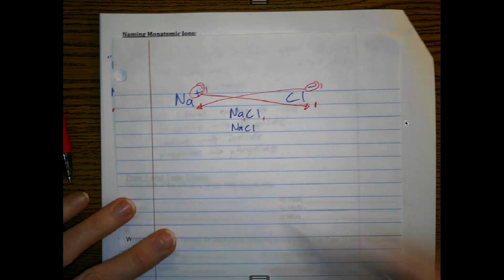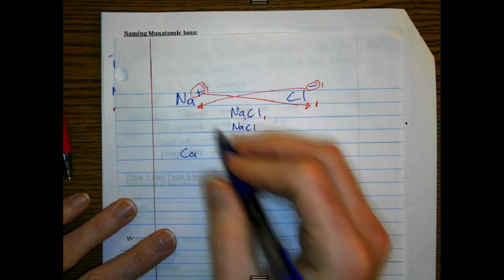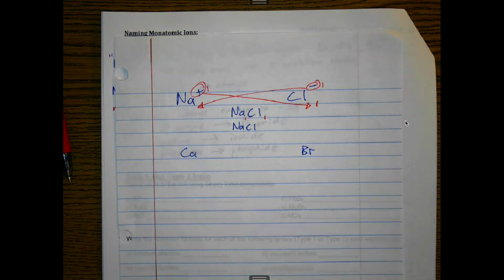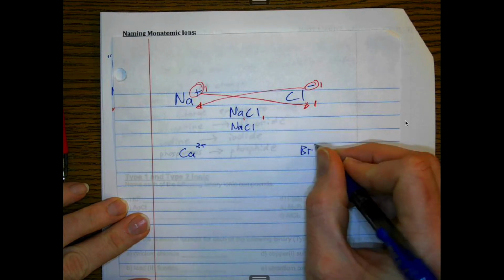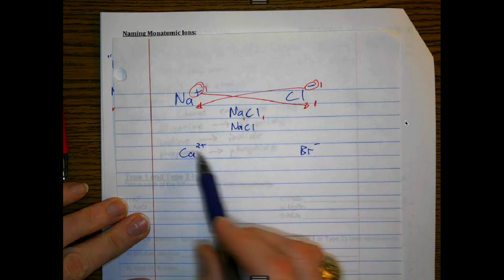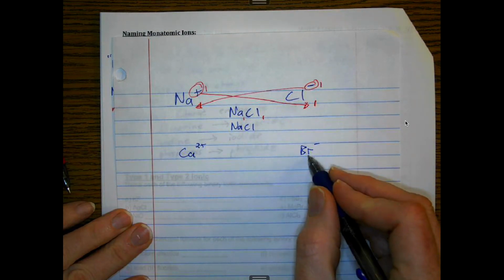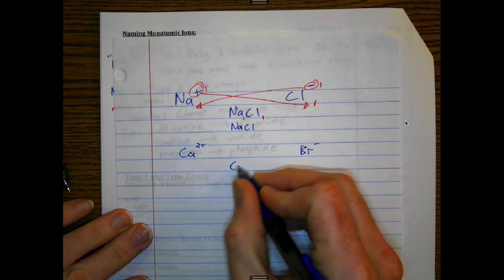Let's try another one that doesn't work out so well. Let's say calcium and bromine. If you look at calcium, it's a 2+, and bromine is a 1-. Now you'll see that we need to bring them together, and we're going to need 2 bromines to cancel out a 2+ charge. So that's going to be CaBr2.